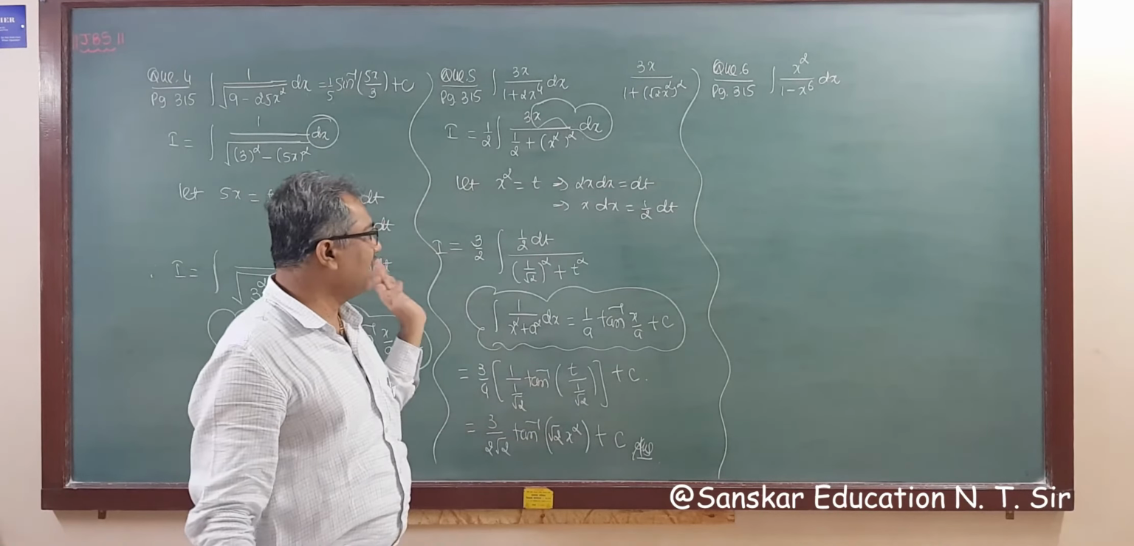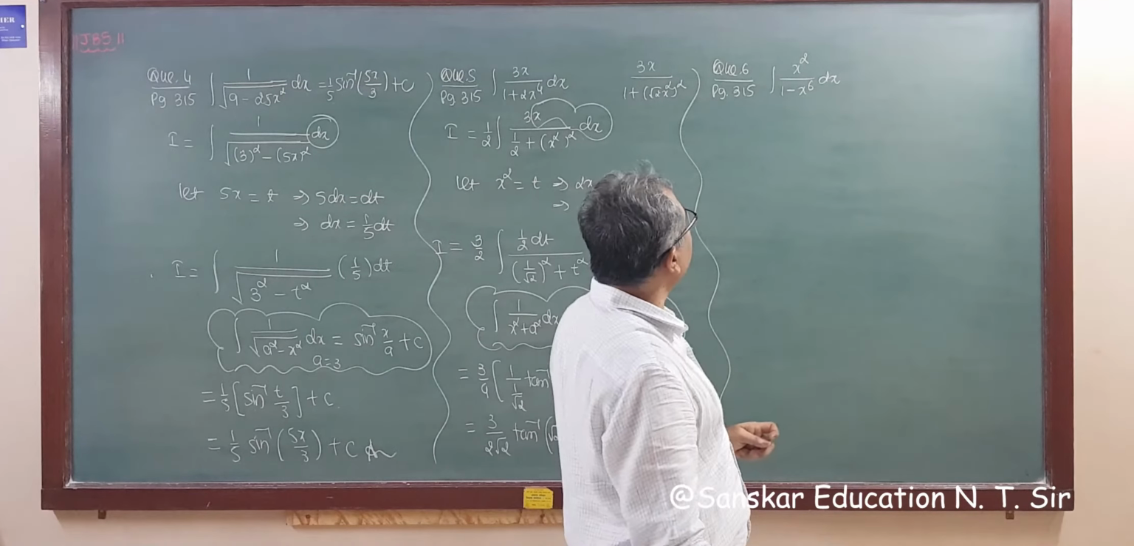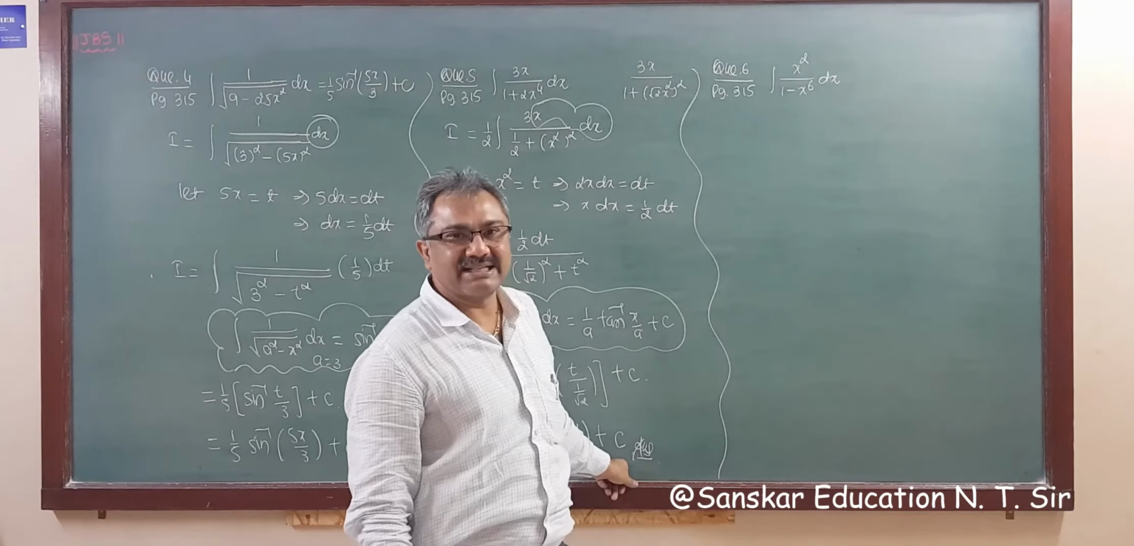You will get your answer. Now question number 6, page 315. It is given: integral of x square upon 1 minus x raised to 6 dx.